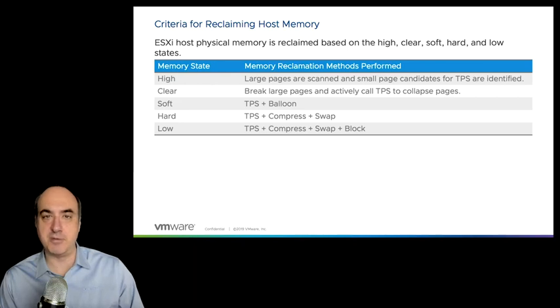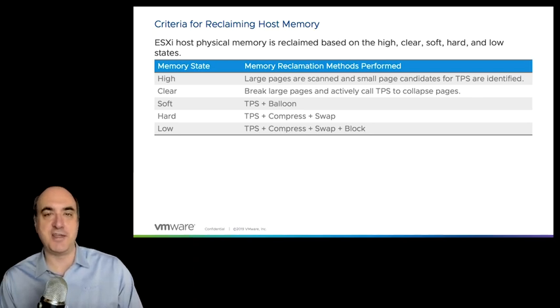You can't even power on a VM at this point. We're blocking the allocation of a page. This is basically what this is doing here. So no new pages can be allocated. We are busy clearing them through some kind of reclamation, whether it's through swapping or compression. But you've got more and more aggressive reclamations based on what state the system's in.